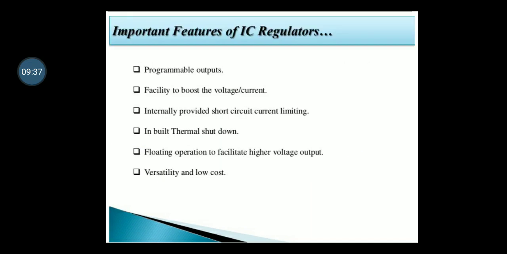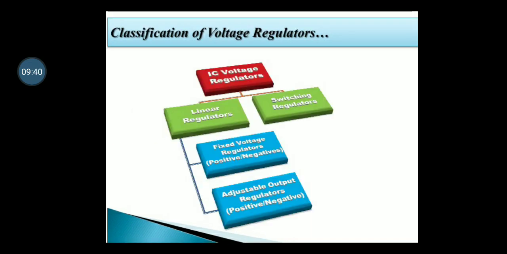Next, the types are linear regulators and switching regulators. Linear regulators have the types fixed voltage regulator, which is the 78XX series, and the adjustable output regulator, which is the LM317 series. Series regulators are called linear regulators because they act in the active or linear region. Switching regulators act as a high frequency on-off switch, hence they got the name.